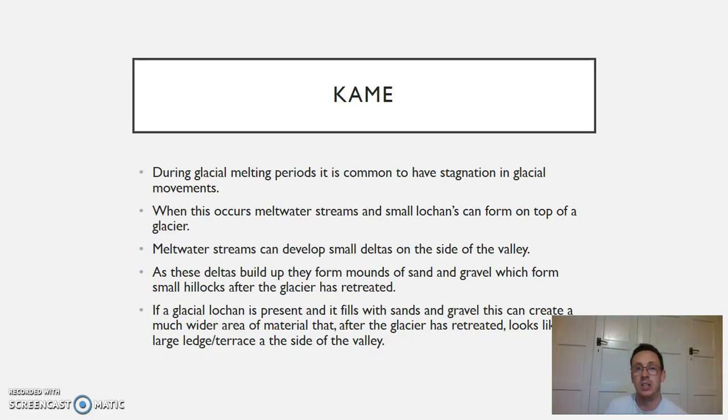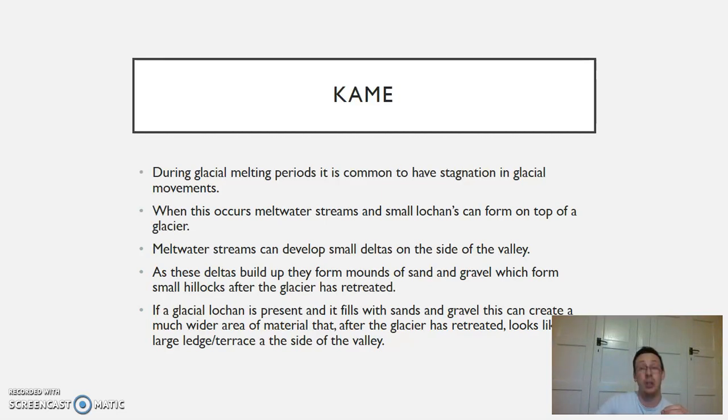One of those processes that we can have is meltwater streams and little loch-ins can be forming on top of the glacier. If it's a meltwater stream, it's going to form on top of the glacier and we're going to have flowing water, and it's going to hit the edge of the glacier. Where it hits the edge of the glacier, it forms a small delta. Now, we've not gone into hugely what deltas are, but all you need to know is that it's a fan-shaped area where you've got lots of deposited material.